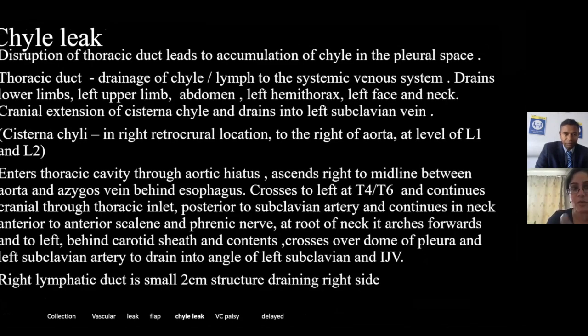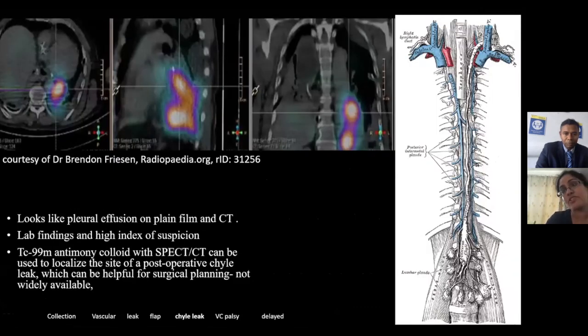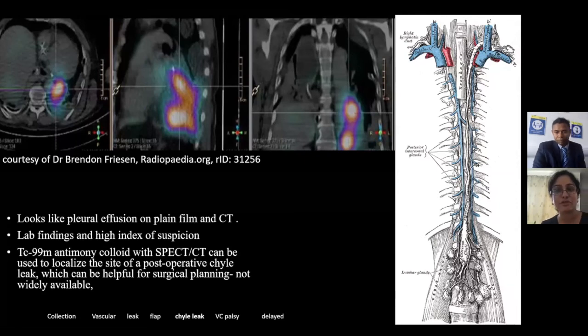We've had discussions about chyle leak in the morning. Chyle leak looks like pleural effusions for us on CT. So it is a clinical diagnosis, by aspiration, but again, as was said in the morning, it can be whitish, milky fluid, or it can be serous fluid. So you have to send it for laboratory examination. Now, there is, in theory, a nuclear medicine study that you can do. It is a technetium-99 antimony colloid SPECT CT, but it's highly specialized, and I don't know how readily available it is.